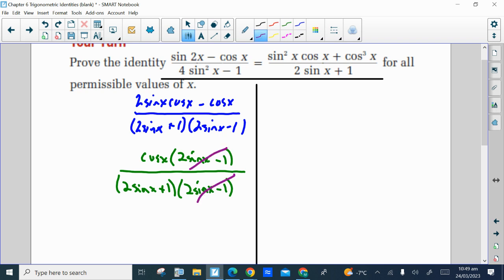And so the 2 sine x minus 1s will cancel, and we are left with cos x on top over 2 sine x plus 1 on the bottom, which we will leave there and then move to the right side.